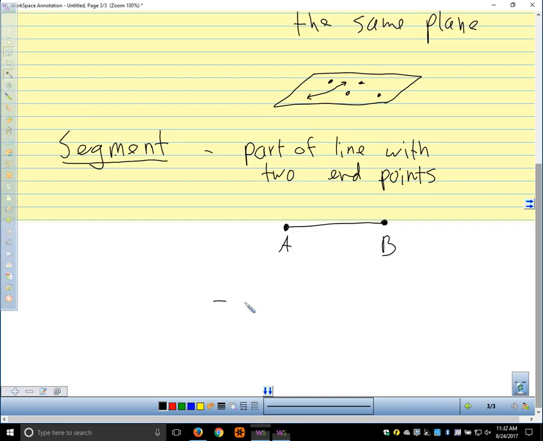And I said on the board we name it with the endpoints. So we would call this segment AB. You can just draw the segment over the top without arrows. If it helps you remember, put the little endpoints on there, so you remember we're talking about a segment and not a line. It doesn't go forever.